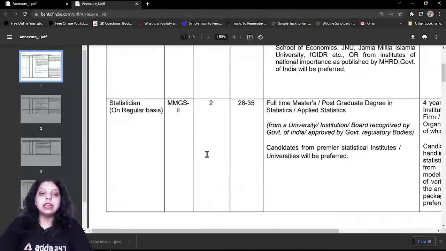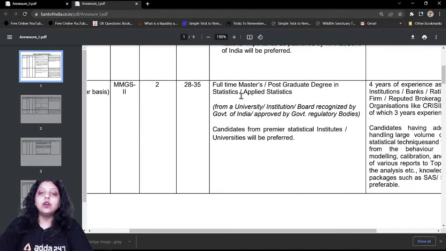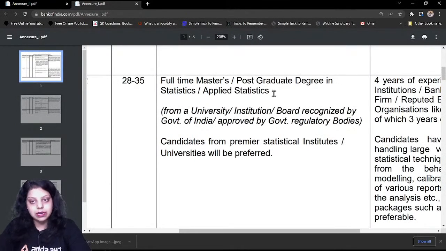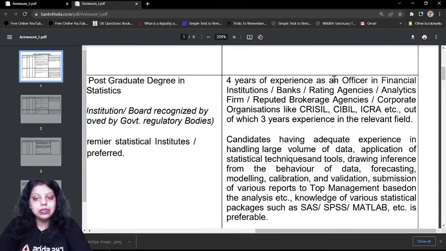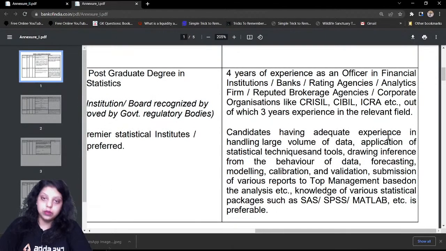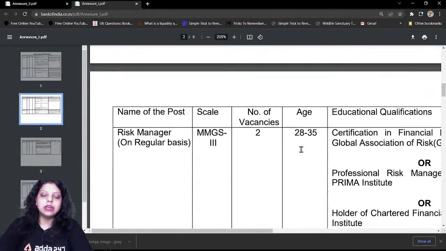Now when it comes to the second post, that is the statistician's post, the age is 28 to 35. Now a full-time master's postgraduate degree is important, in statistics and applied statistics. Okay, now next, here they also ask for 4 years of experience as an officer in a financial institution, bank, rating agency, analyst firm. The same experience is required, out of which 3 years experience is in the relevant field. So in whichever field you are working, 3 years in the relevant field is required out of 4 years experience.